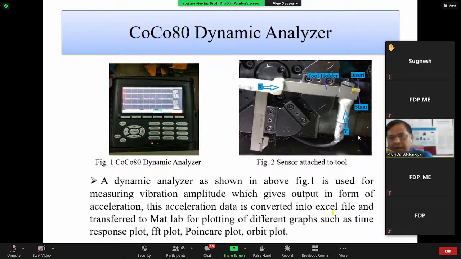Right now we are simulating the y direction, that is, the tangential direction. As you can see, the y direction. So we have only simulated in the y direction, and next we will develop the x direction simulation, and that combination will give you a much better idea. The Coco 80 dynamic analyzer has a wide frequency range to measure, from 0 to 10 megahertz, and we have very good sensors with us so that we can capture the vibration signals properly.